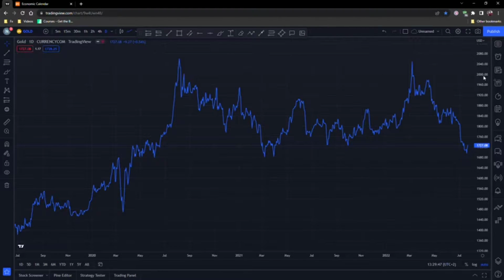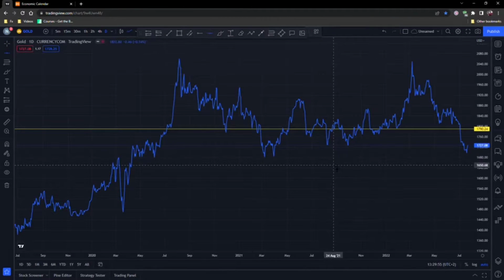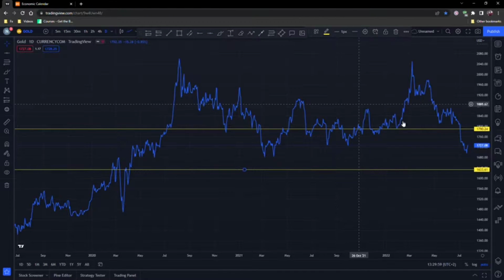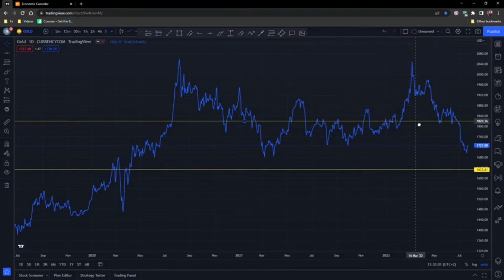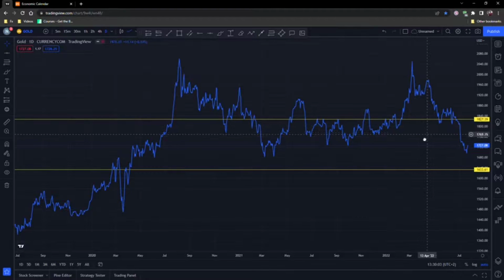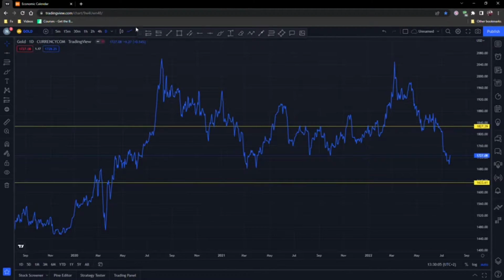And right here, we are looking at gold. So, we're gonna plot our high. That's gonna be our high for the week. That's gonna be our low for the week, right? Now let's just move our high to this area. That's gonna be our high, just adjusting for market volatility.